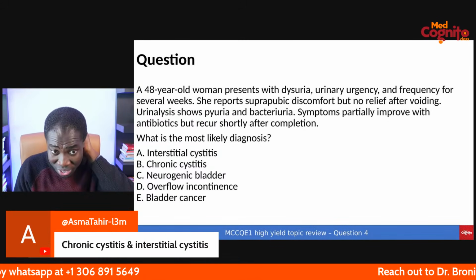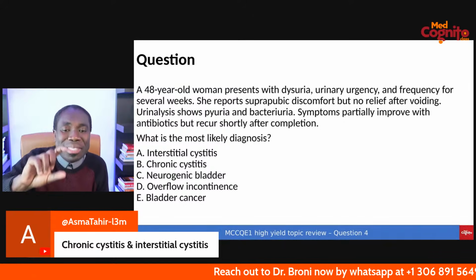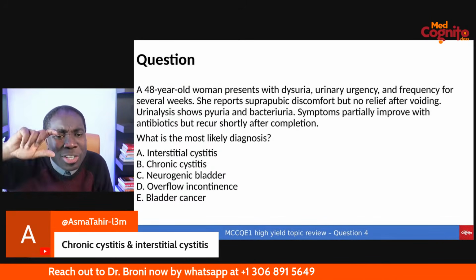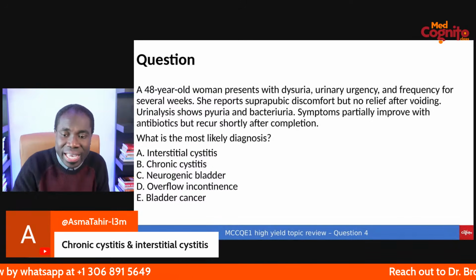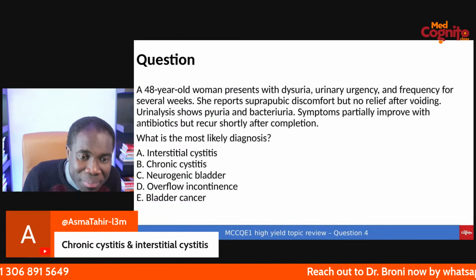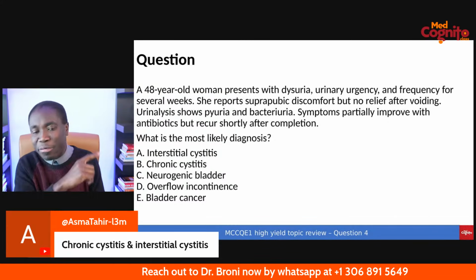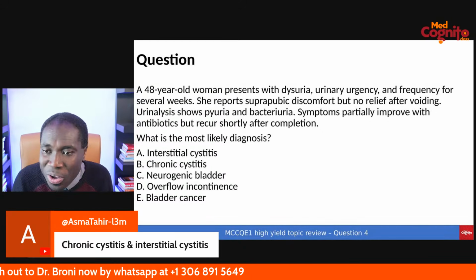So, urinalysis, however, shows pyuria and bacteriuria. Symptoms partially improve with antibiotics, but recur shortly after completion. What's the most likely diagnosis? A, interstitial cystitis. B, chronic cystitis. C, neurogenic bladder. D, overflow incontinence. And E, bladder cancer. What's the correct answer?